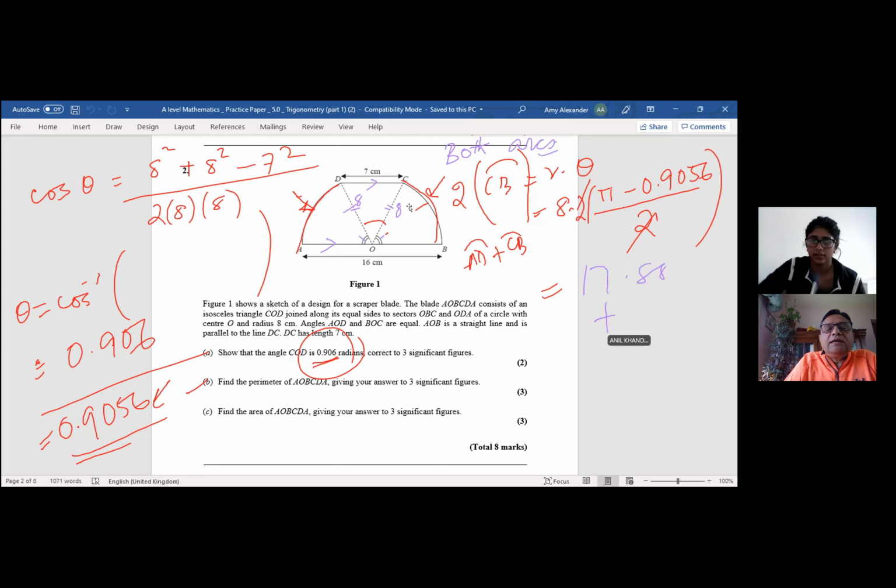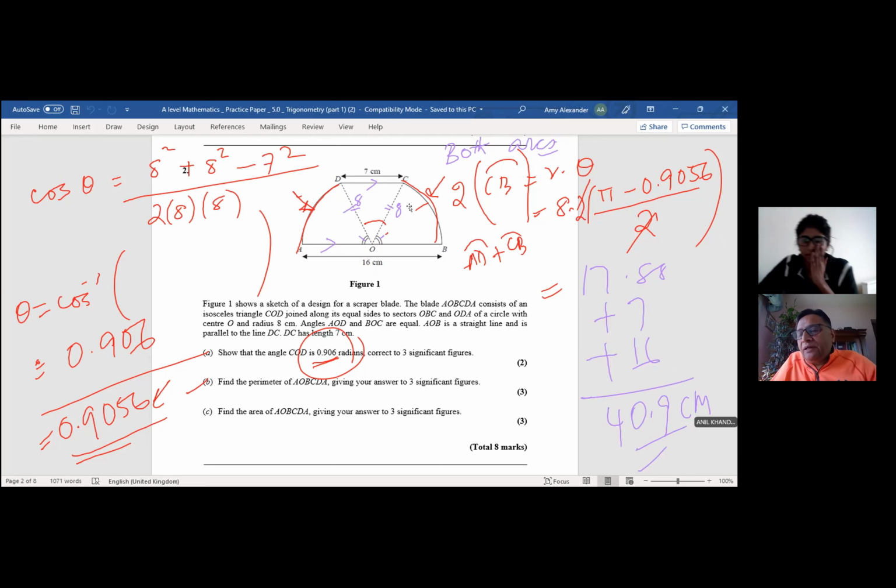Add to this 7 and 16 and get your answer: 40.88. But to 3SF, it's 40.9. Units, centimeters. Correct. So that becomes the perimeter for this question. Is it clear to you? Okay. What is part C?